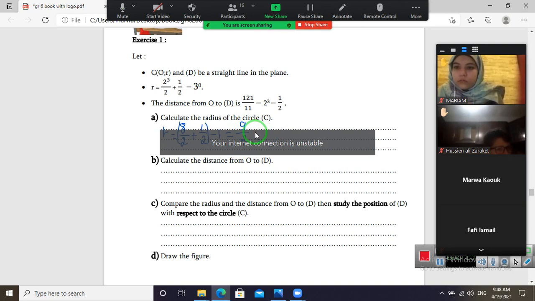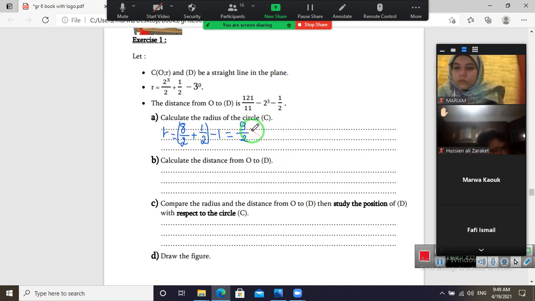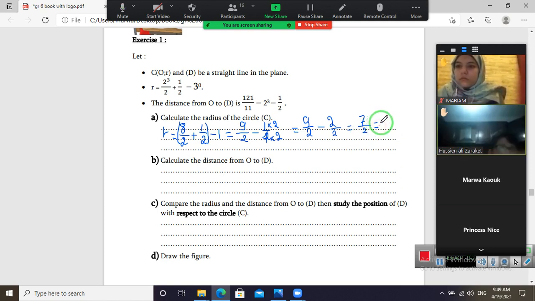1 over 1, we have to put the same denominator. 1 times 2 and 1 times 2. Very good. I will make the same denominator, times 2 times 2. It will be 9 over 2 minus 2 over 2. Very good. Equal 7 over 2. And if you get the value of 7 over 2, as you know, 7 divided by 2 equals what? 3 and? 3 and a half. Very good. Excellent. Okay.